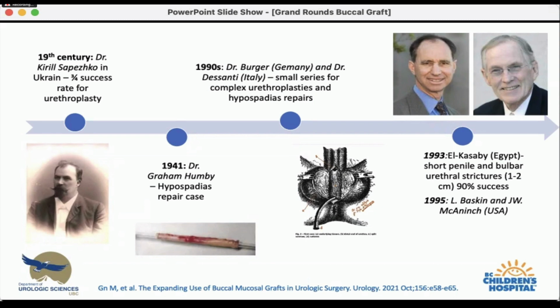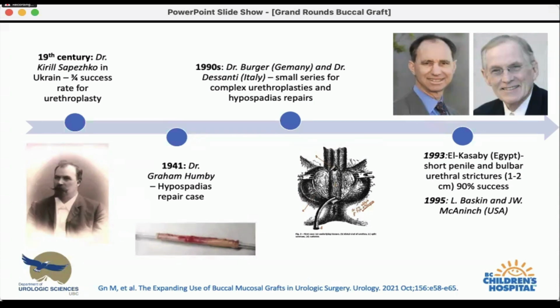Then, in 1941, Dr. Graham Humby published a case report in an 8-year-old boy with hypospadias for which he performed the urethroplasty by tubularizing the labial graft over a catheter, as in that picture that we have, and then he anastomosed it to the hypospadic urethra. Then in the 1990s, Dr. Berger from Germany and Dr. Dessanti from Italy published a small series of using buccal mucosa graft for complex urethroplasty and hypospadias repairs in pediatric populations. Their results had few postoperative complications, such as fistulas and meatal stenosis, but overall, the results were promising.